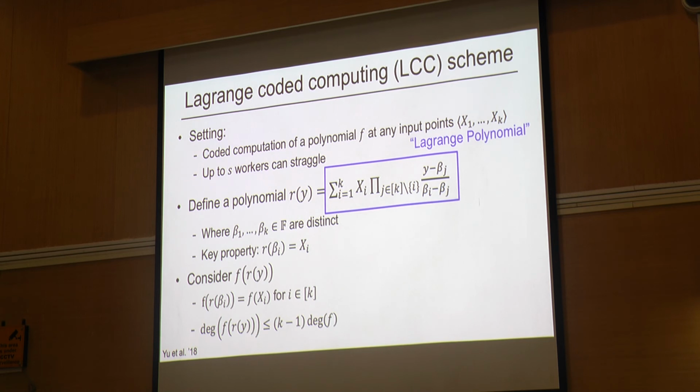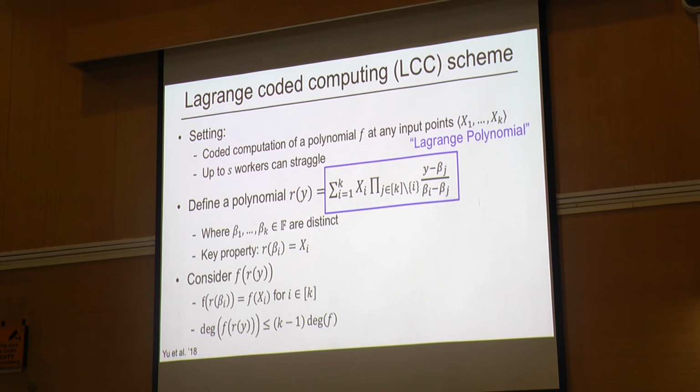Another thing to remember, which will come in handy later, is the degree of this function f of r of y. So what is it? We are composing two different polynomials, right? The degree of f times the degree of the Lagrange polynomial for k points, which is k minus 1. You can think of it similar to what we saw earlier: given k different points, there is only one polynomial of degree k minus 1 that goes through them. One way to construct that polynomial is the Lagrange polynomial, called Lagrange interpolation.